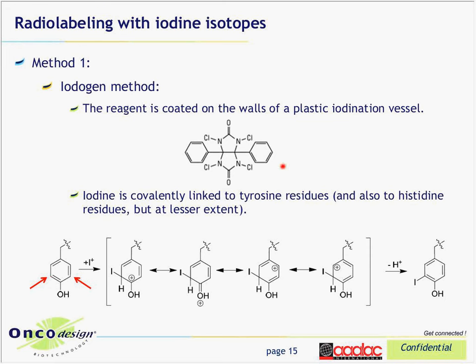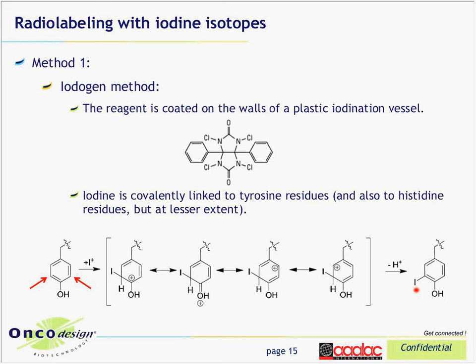Two methods are available for radiolabeling molecules with iodine. The first one is the iodogen method. You have here the formula of this reagent, which is not soluble in water and can be coated on the iodination vessel. In the presence of iodine, this reagent will produce iodine plus, which reacts with this group, which is found on the side chain of tyrosine, and the two red arrows show where iodine will be linked.